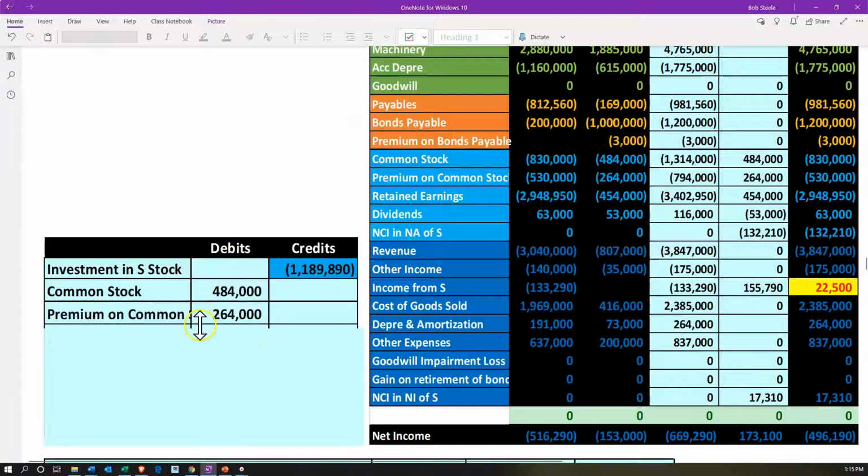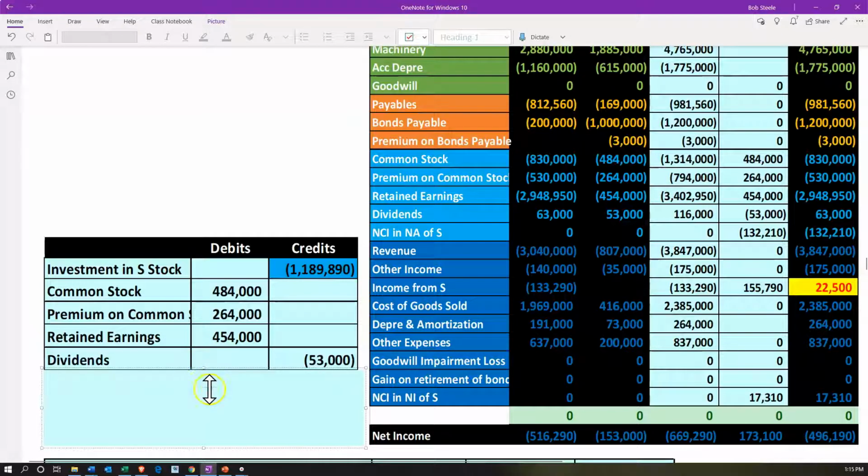Same process we're going to be doing with the premium on common stock. We have the 264,000 credit. We're going to debit it to make it go away. So P's, S's, total. We removed S back to basically P's number. Then we're going to go on down to do the same thing to the retained earnings. It's on the books at a credit of 454. Therefore, we're going to do the opposite thing to it, a debit to remove it. So if we post it, there's P, there's S, there's the total. We removed it back to P's number.